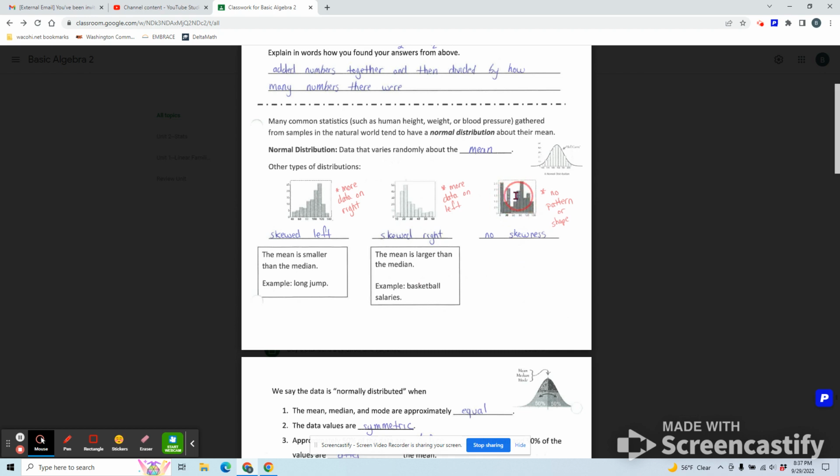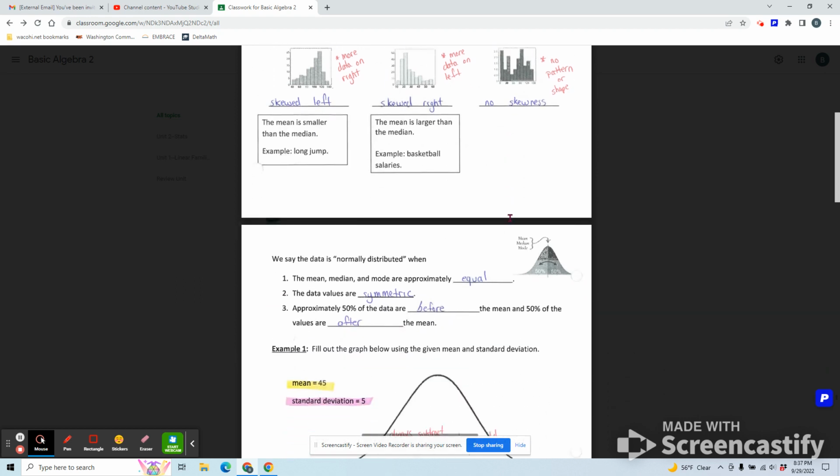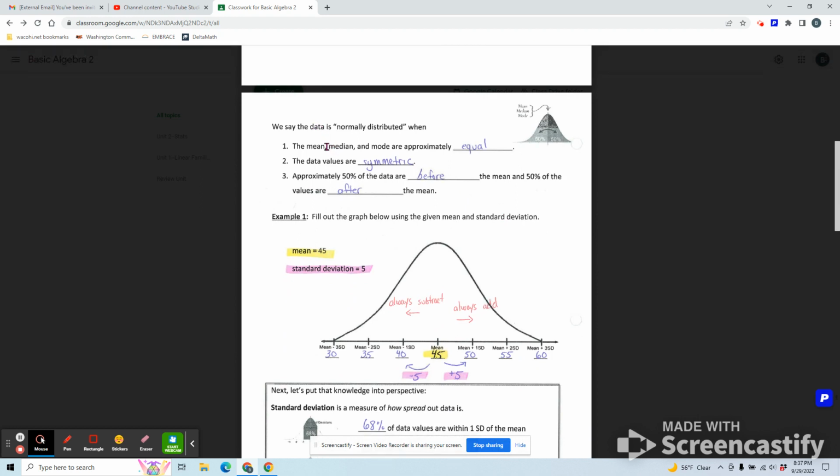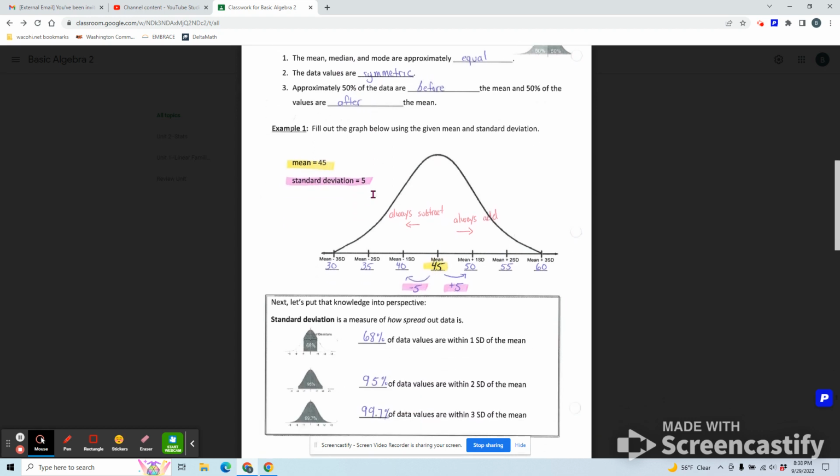And then this one really isn't a pattern or a shape. Like this one had a shape that was curving up that way. This one had a shape curving up that way. So we say that there's no skewedness. So there are other types of distributions, but we are just focusing on this bell curve. And we say that the data is normally distributed when the mean, the median, and mode are approximately equal. Your data values are symmetric, and approximately 50% of the data is before the mean and 50% is after the mean. And that's what our bell curve is.